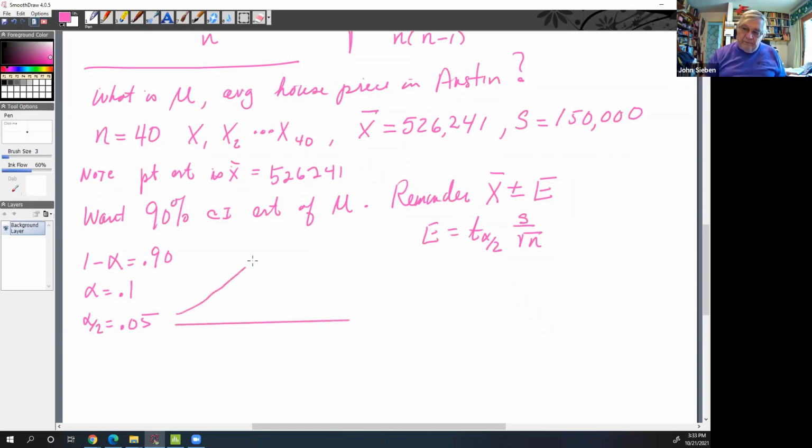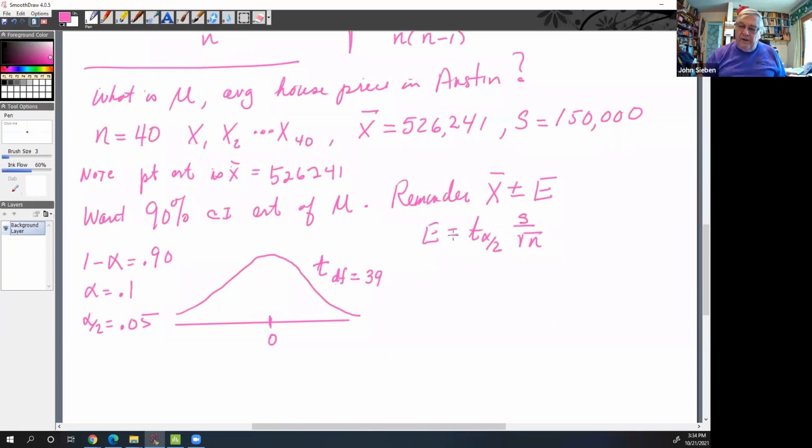So I've got a T curve. Now, which T is that? All T's are centered on 0, but some T's are fatter in the tails and some are skinnier. Which T is that? This is going to be T with the degrees of freedom equal to, go back to the sample size. The sample size is 40. So for T, the degrees of freedom is going to be 1 less, 39 degrees of freedom.